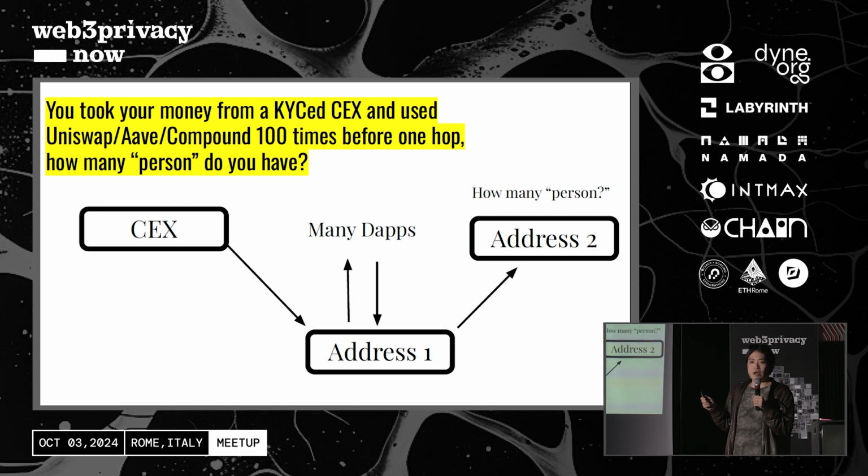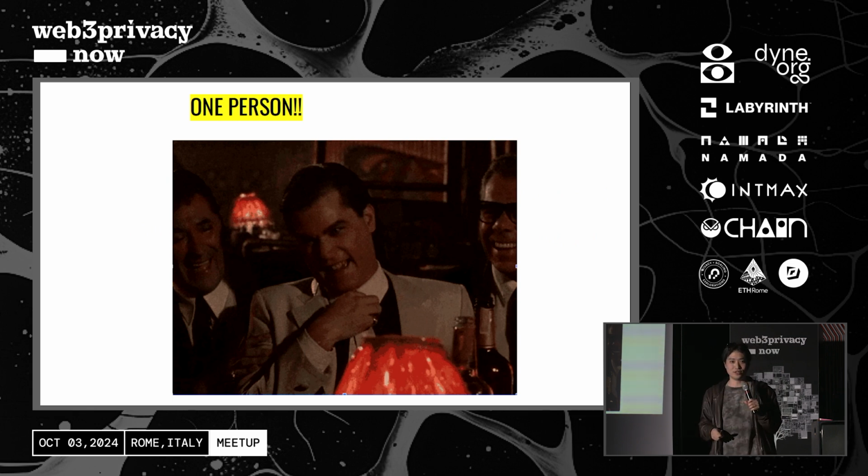So how many person? I want to say people, but no, because it's strange, right? How many person? But yeah, we need to use that unit. So how many person do you have for this activity? No, it's obvious. It's one person, right? So easily detected, because it's a KYC address from Coinbase. So people can 100% tell that this is your address.